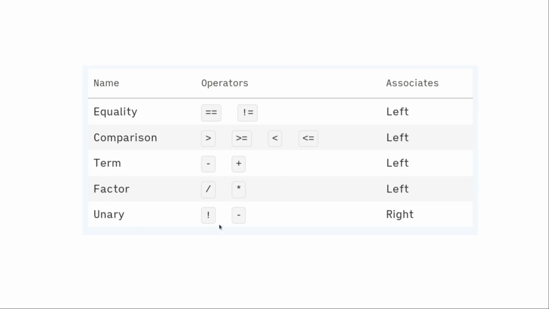But, and there's a but, unary is right associative just because of how this operator works. If you have bang, you want to associate that with the next literal, whatever it is. It can be bang, true, and then that whole thing is a unary unit. Or you have this minus sign and 5, so it's a negative 5. So unary is right associative, not left associative.